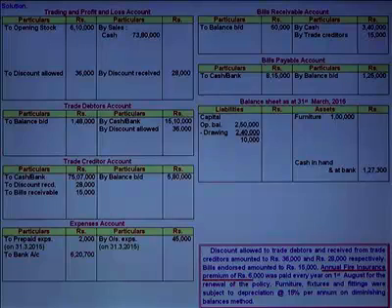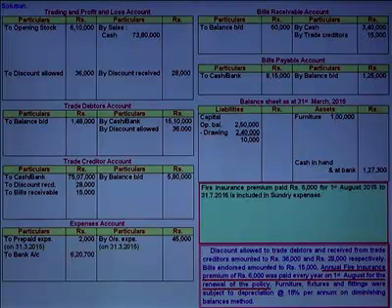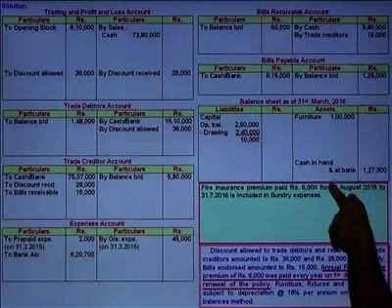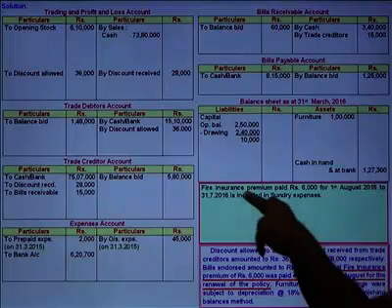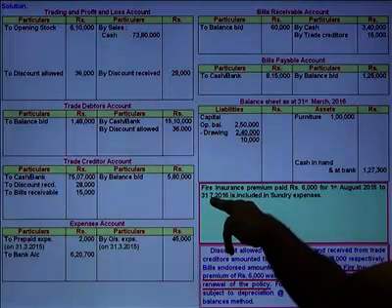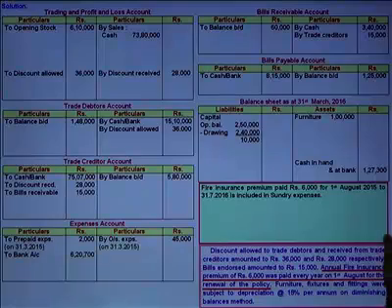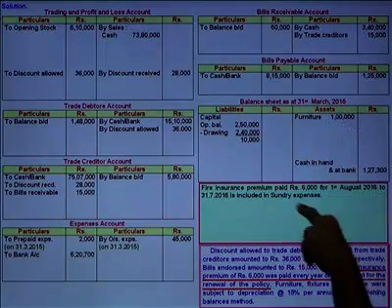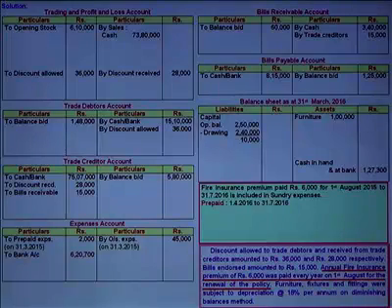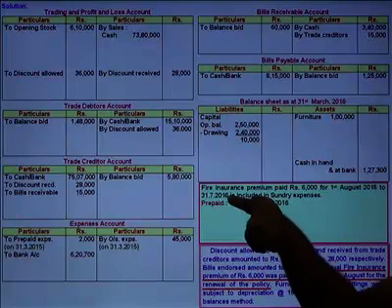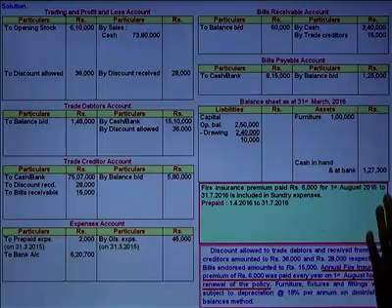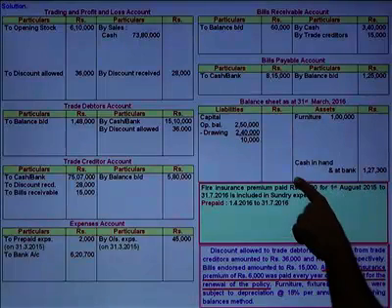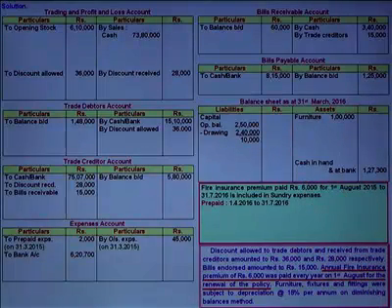Fire insurance paid 6,000 annual expense. So fire insurance premium paid 6,000 from 1st of August 2015 for a year. So up to 31st of July is included in the sundry expenses. My accounting year ends on 31st of March. So 1st of April to 31/7/2016 is a prepayment. This is an annual expense, so the 12 months amount is 6,000.